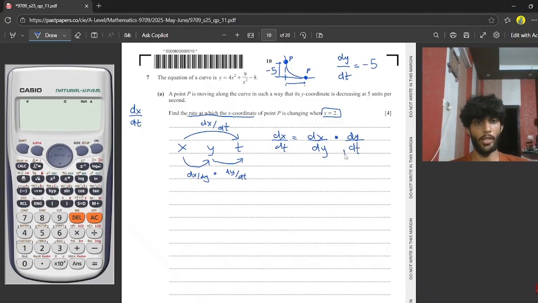Okay, so do we know what dy by dt is? Yes, we do. It's negative 5. So we can put that negative 5 over here. Do we know what dx by dy is? We do not know that.